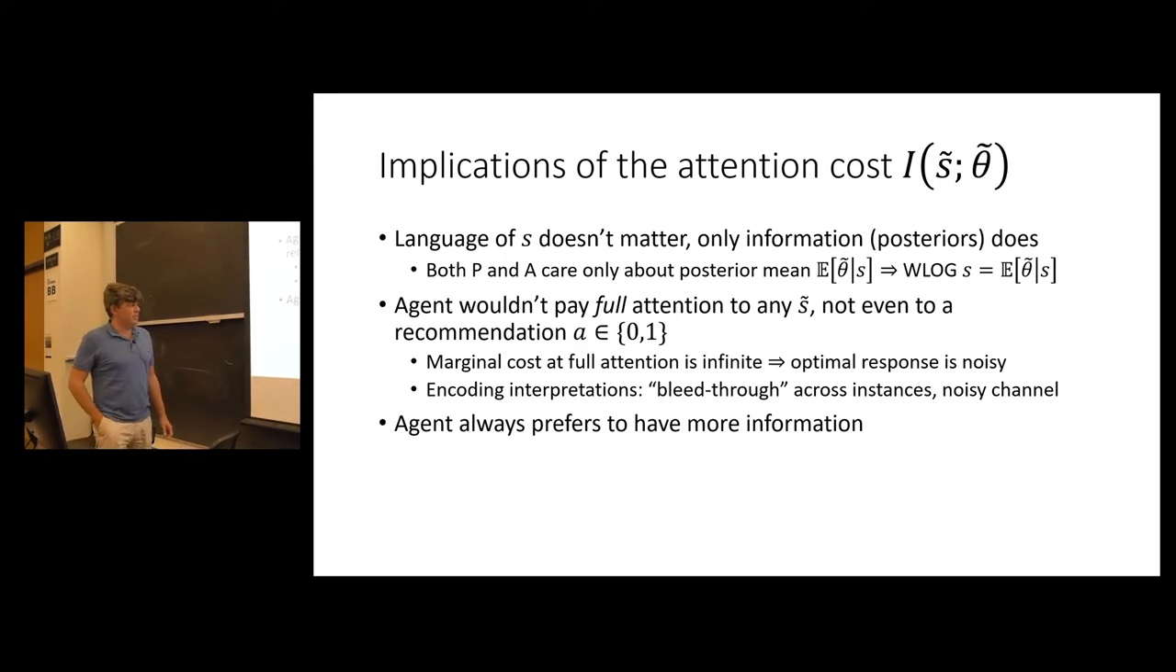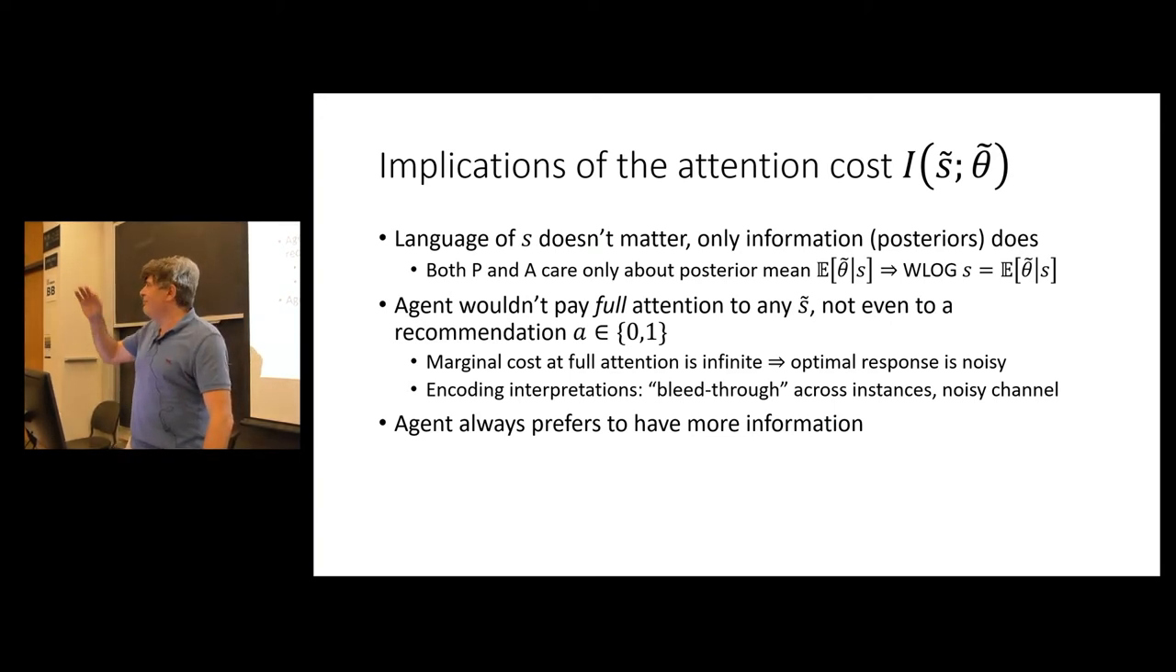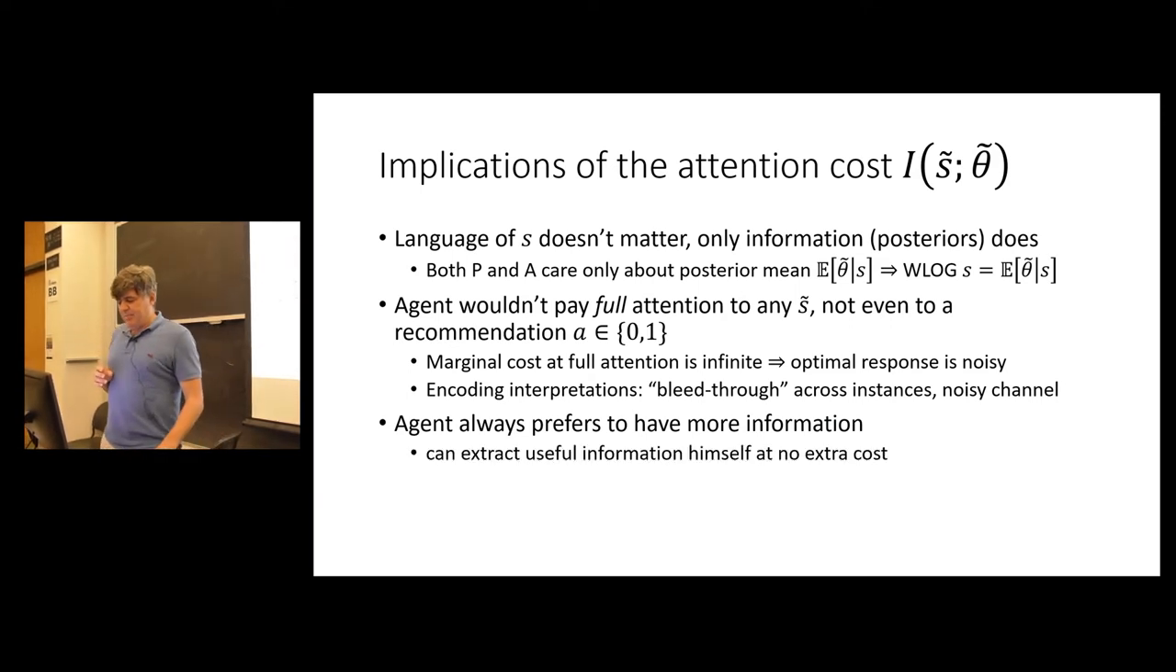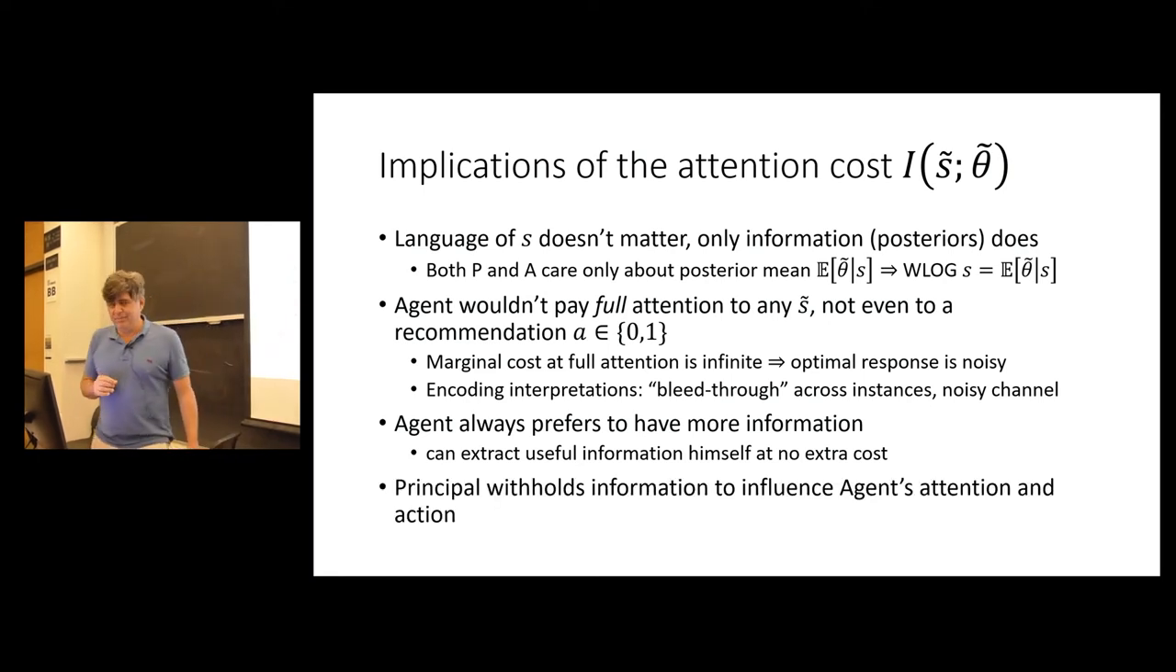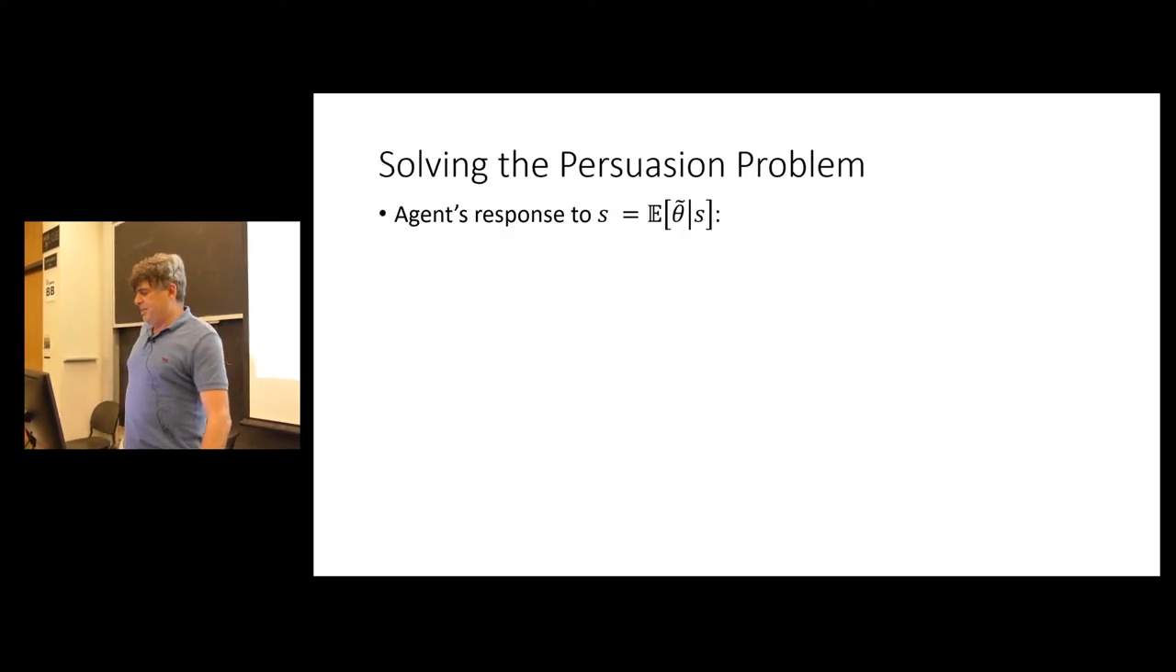A third implication is that the agent always prefers to have more information. So the agent doesn't need the principal here to aggregate information for him, because it is already assumed that the agent has the optimal aggregation technology at his disposal. So the agent always wants more information. It's not like he's suffering. There's no problem for him to have many fine print things and so on. He can always deal with it. But the principal would want to hide some information to influence the agent's attention and to influence his action. So how do we solve the persuasion problem?